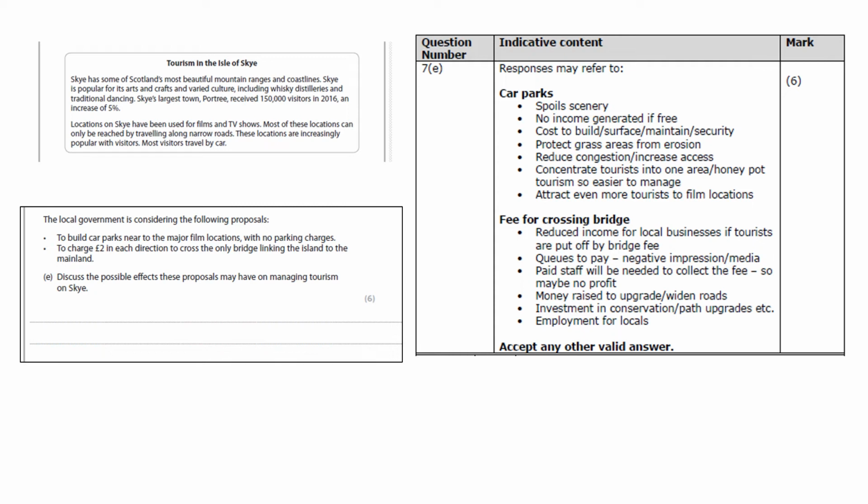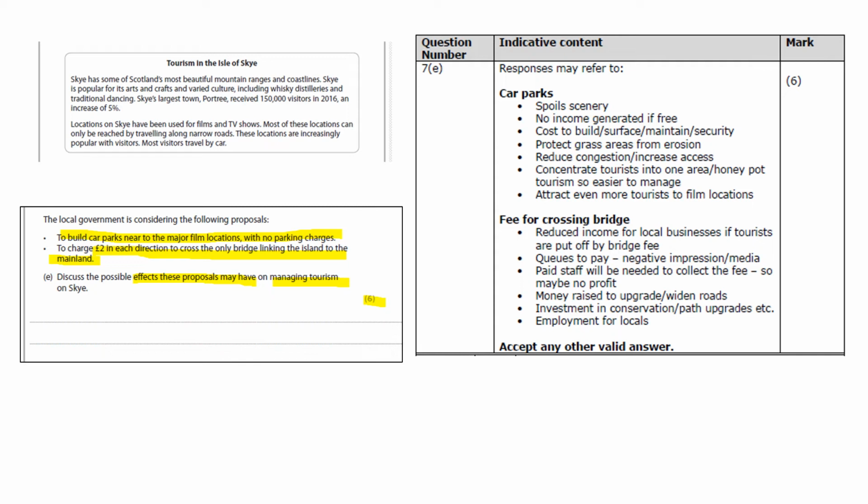Okay, so now we're on to question 7e, and we're starting now to get to sort of mini essay type questions. This one is talking about what the local government's planning to do. It's planning to build car parks near the major tourist locations with no parking charges, and it's going to charge £2 to cross the only bridge linking the island to the mainland. So you've got 2 proposals, and you've been asked to discuss the possible effects these proposals may have on managing tourism, and it's 6 marks.